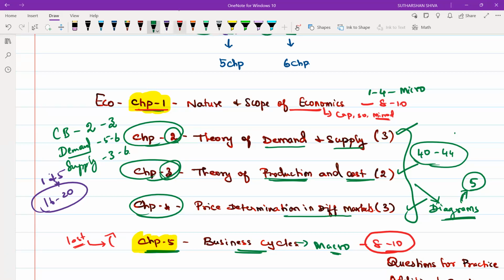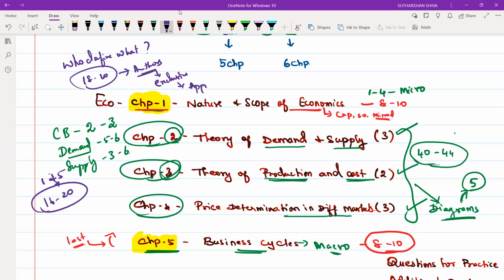And one more thing which I want to tell you as a secret is who defined what. Nearly 18 to 20 people are the authors. From this, who said what, that list we have exclusively prepared.